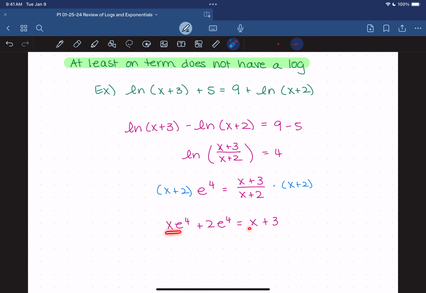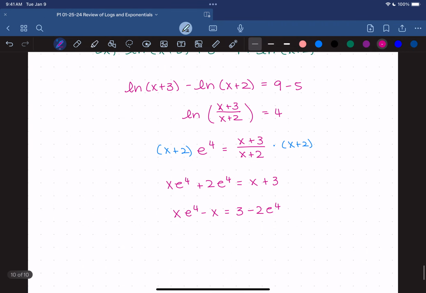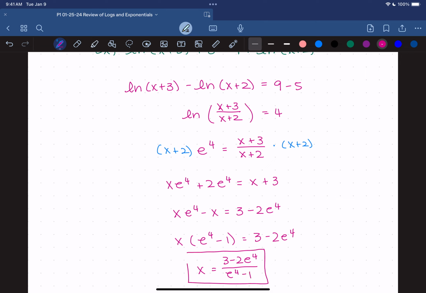Now we have an x in multiple terms, so collect all your x's on one side of the equation and everything without the x on the other side of the equation, because then you can factor out your x. And then finally, divide. So there is our answer. And that is our calculator ready form, ready to type in on the calculator.